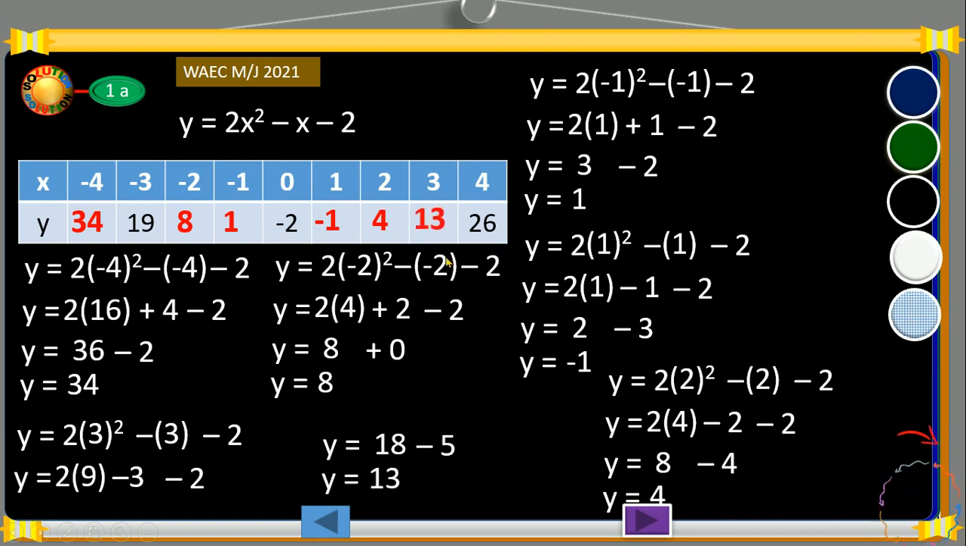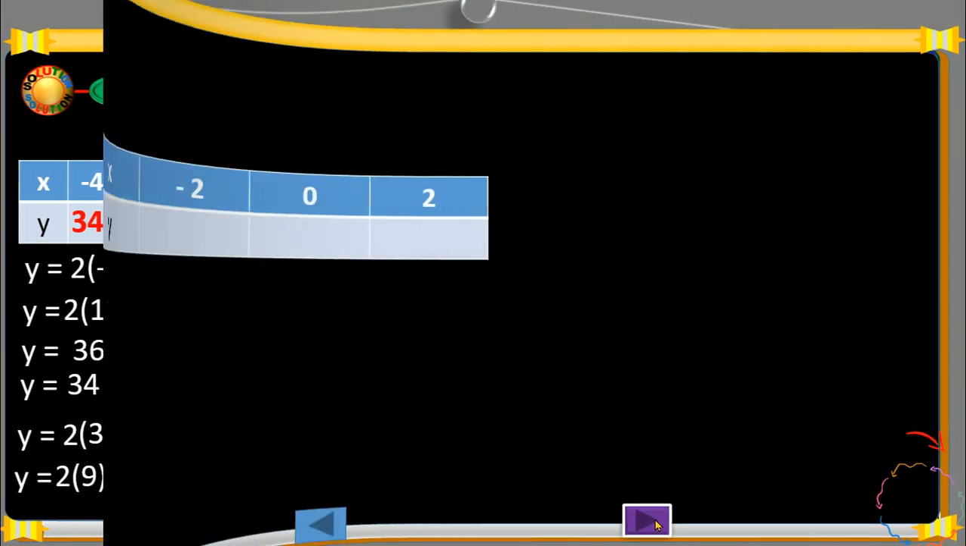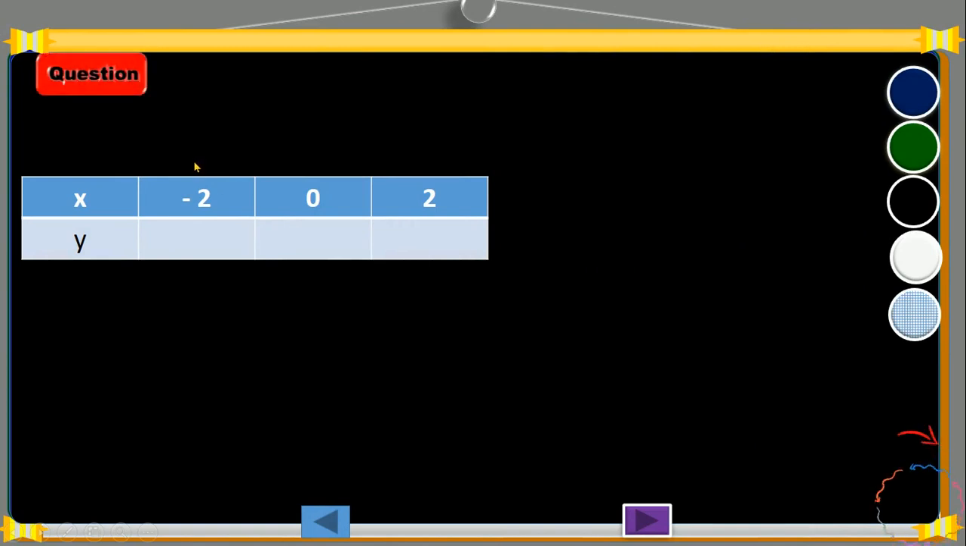We have completed the table of values for the quadratic function y is equal to 2x squared minus x minus 2. We're going to move to the next slide to get the table for the linear function.